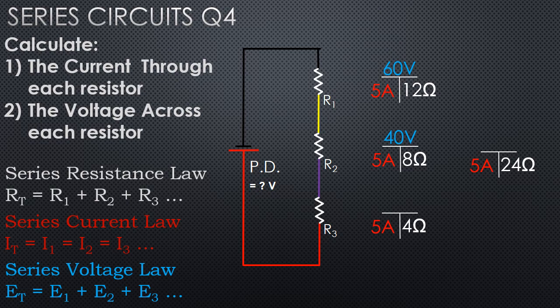Now with R3 and the total circuit, I have 2 of the 3 known. Calculate the last: 20 volts across there. And if I add all those voltages up using my series voltage law, I have to have 120 volts across there. Or I can multiply 5 amps times 24 ohms to get 120 volts.